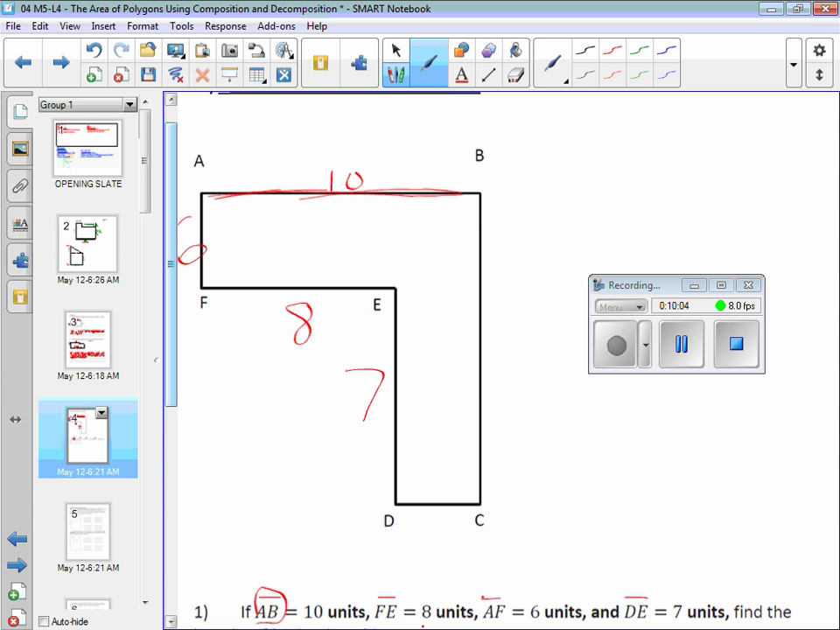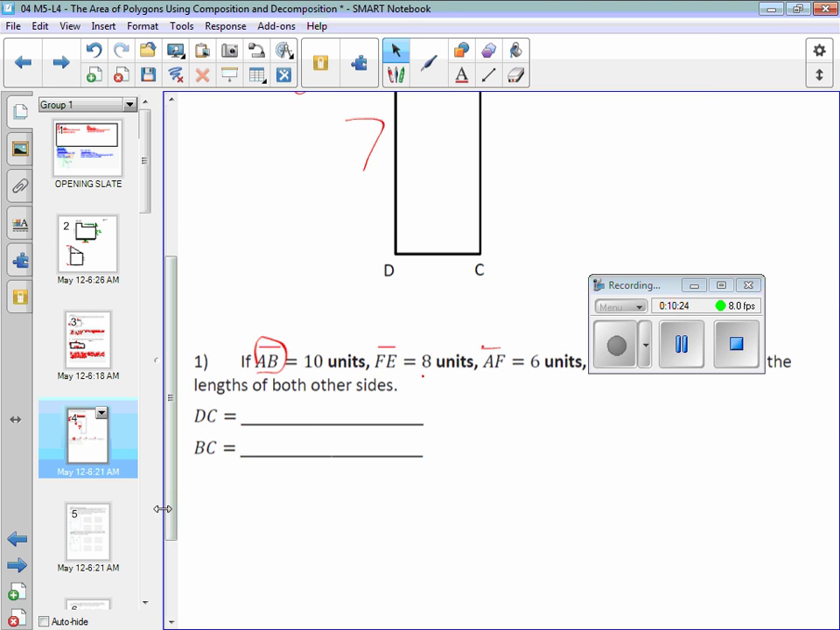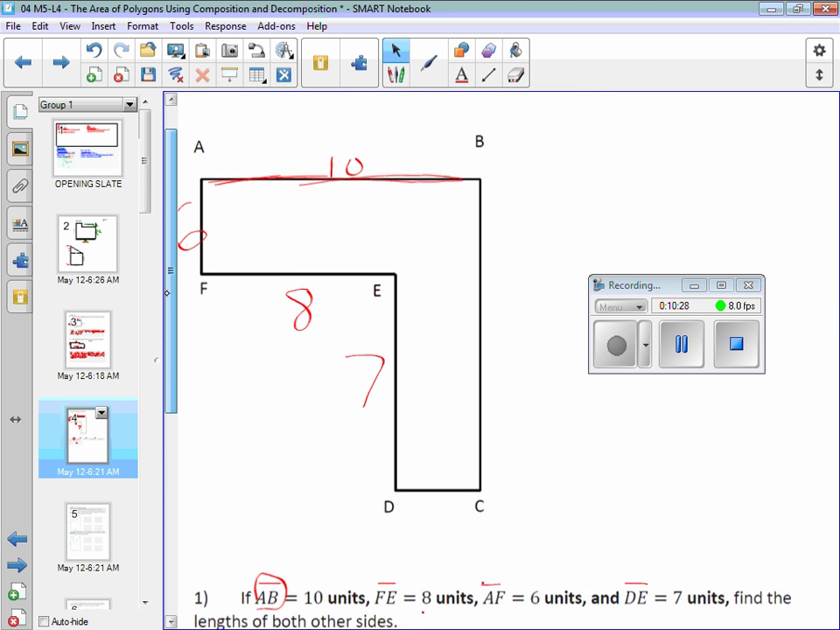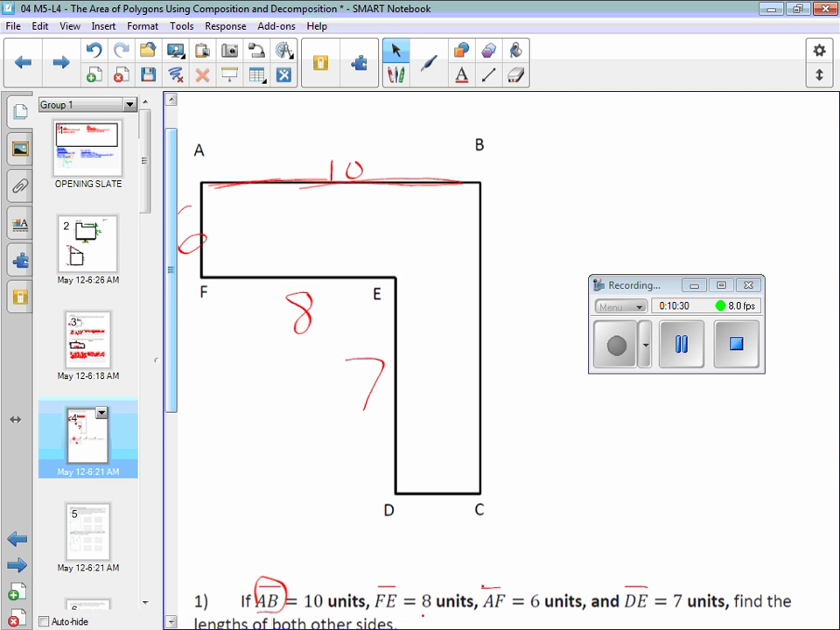Everybody's good with that? All right, so then using what we've learned in the warm-up, if your vertical pieces have to add up to your total, then what's BC? Yeah, Troy's. 13 is good for BC. Real quick, what's DC? Okay, we'll pick up where we left off tomorrow.